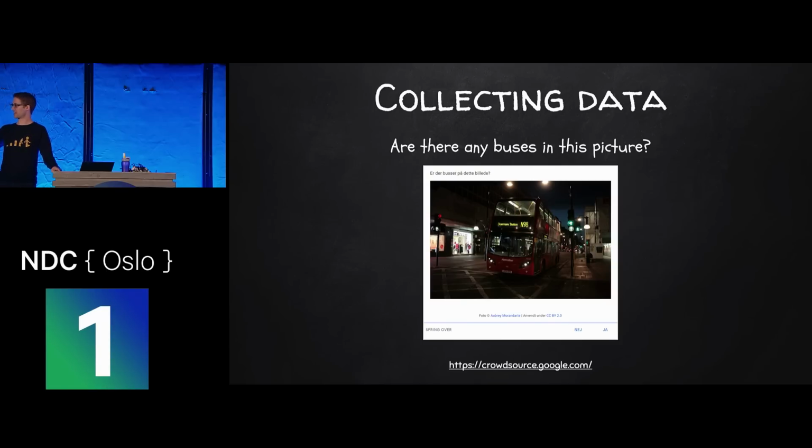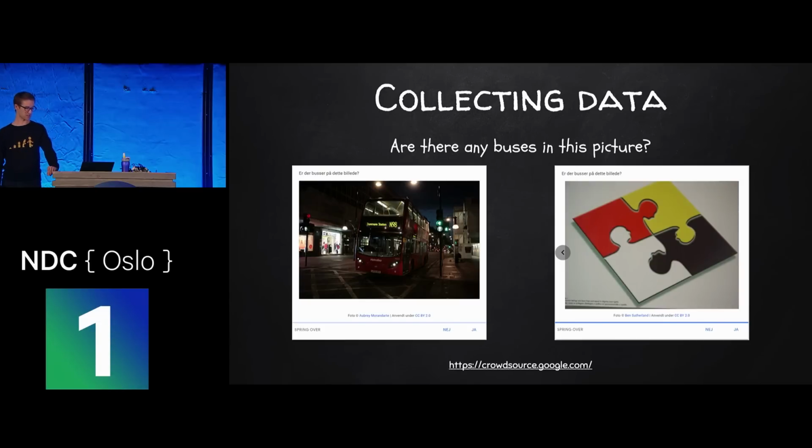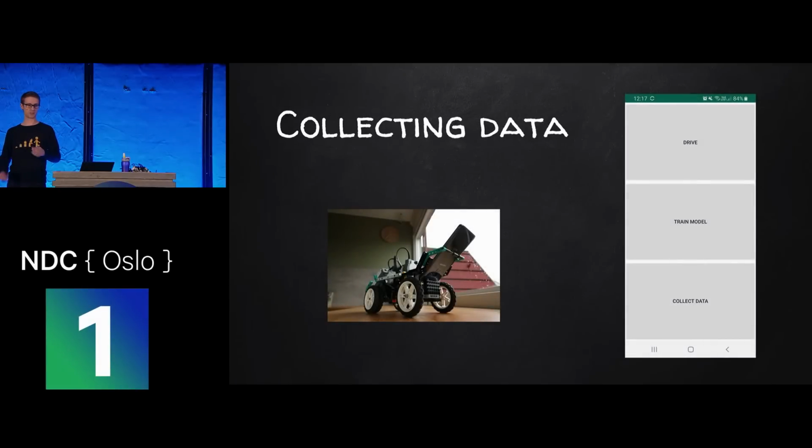And what I was thinking here is that, well, Google knows everything. Google, of course, knows that there is a bus in this picture. So is this a trick question? But when I clicked yes, I got another question. Well, actually, I got the same question, but with another picture. Are there any buses in this picture? So apparently, Google doesn't really know if there is a bus in this picture. But they do now. I said no, there isn't.